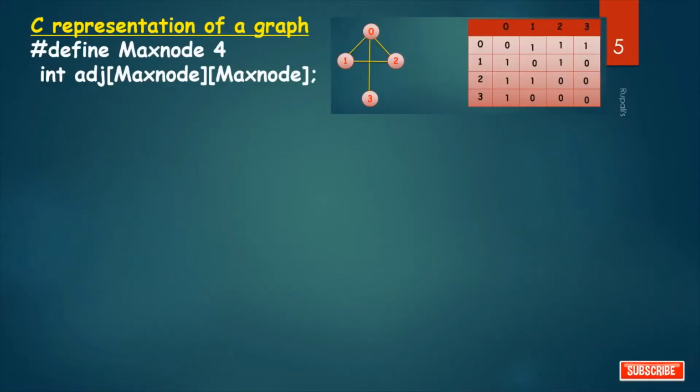See representation of a graph. First you have to write one macro, hash define MAX_NODE 4. It means in our whole program where MAX_NODE occurs, it will be replaced by 4. Actually, I want to declare one two-dimensional integer array of size 4 by 4. So int adj[MAX_NODE][MAX_NODE], where int is the data type, adj is the array name, and MAX_NODE means 4 by 4 size.